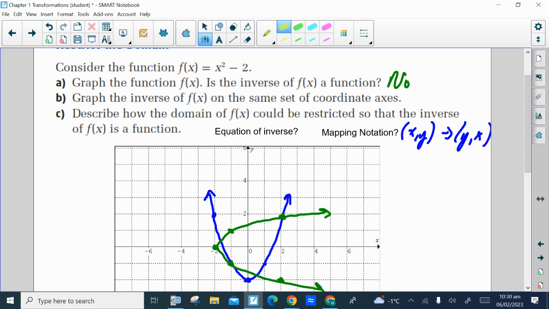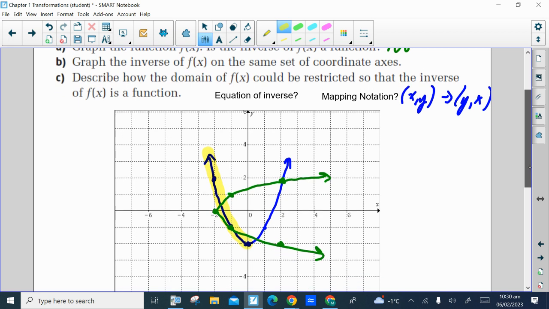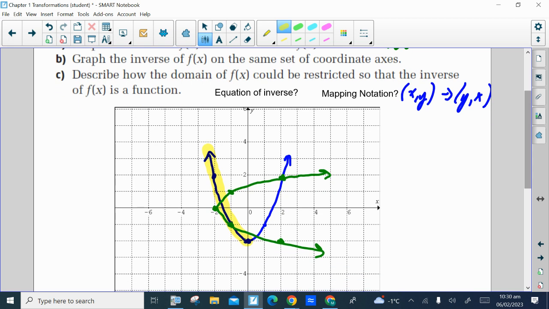And here's what we could do. If you just took the left side of the original graph by itself, if you restricted the domain of the original function and said x had to be less than or equal to 0, that would just give you the left side of the original graph. If you took the inverse of just that part, it would become only the bottom of the new one.